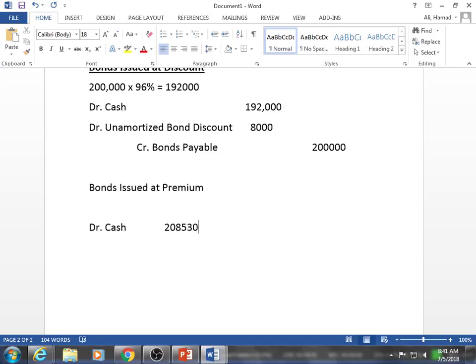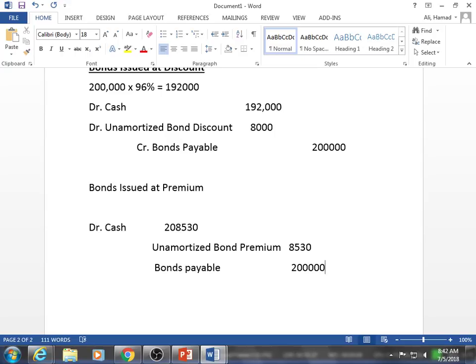So again, we're going to credit unamortized bond premium for how much? 8,530. And we also credit bonds payable for $200,000. All right, this is the general entry for recording a bond issued at a premium.